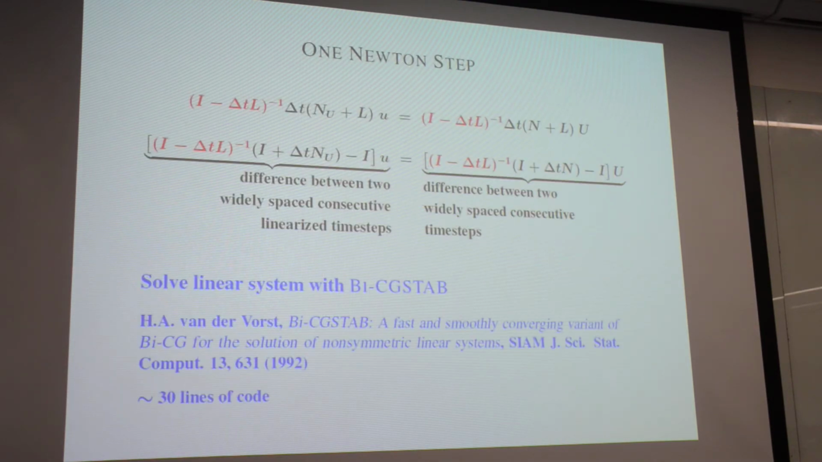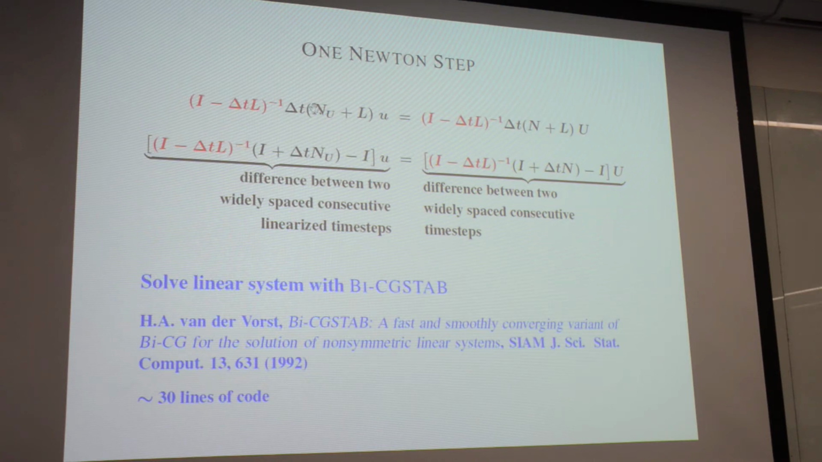Okay, so a typical Newton step will look like this. We have a right-hand side here. This is N plus L multiplied by I minus delta t L inverse, which I don't have to do. It's not a separate step. What I'm doing is taking the difference between two time steps, taking u of t plus delta t, where delta t is huge, minus u of t.